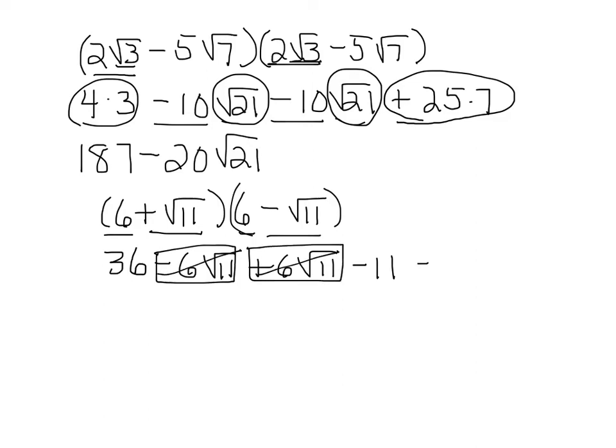So my final answer is simply 36 minus 11, which is 25. Notice, all of the radicals went away. I multiplied these two things together, and I ended up with a rational number. We use that fact, rationalizing the denominators of fractions that have binomials.